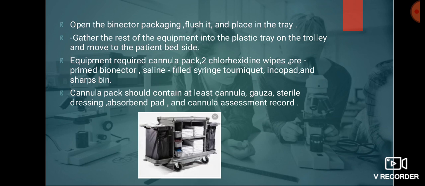Gather the rest of the equipment into the plastic tray on the trolley and move to the patient bedside. The equipment required is a cannula pack, 2 chlorhexidine wipes, primed bionector, saline-filled syringe, tourniquet, incopad, and sharps bin. The cannula pack should contain at least a cannula, gauze, sterile dressing, absorbent pad, and cannula assessment record.